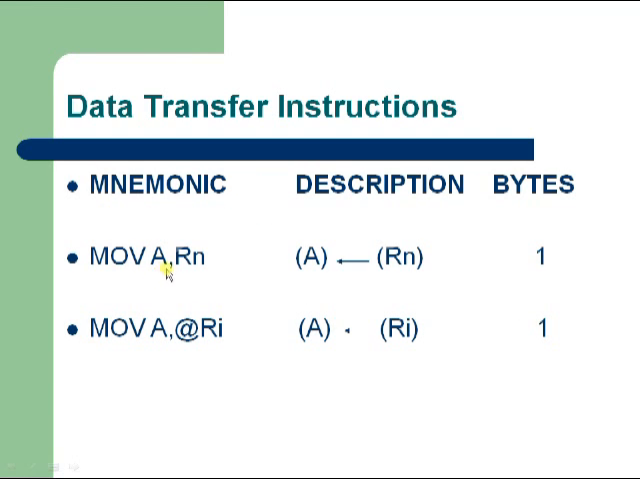MOV A, Rn. Here A is the accumulator, and Rn indicates any register from R0 to R7 in the selected bank. When you write this instruction, the contents of Rn will be copied into the accumulator register, and it is a 1 byte instruction. Next, MOV A, @Ri, which means the value at address Ri would be copied into the accumulator register. Initially, Ri stores a value that is considered as an address, and the value present at that address would be copied into A, and it is also a 1 byte instruction.